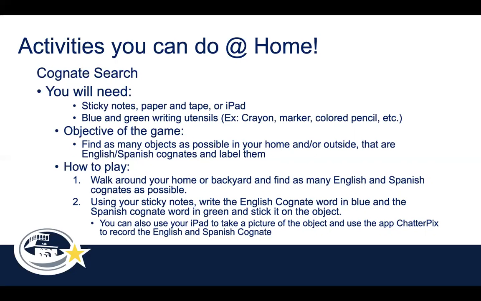So the students will walk around your home and find as many English and Spanish cognates as possible, and using their sticky note or their paper and tape, they will label the object. They will write the English cognate in blue, and they will write the Spanish cognate in green. For example, the refrigerator. You can also have the student use their iPad to take a picture of the object, and using Chatterpix, they can record the English and Spanish cognates.